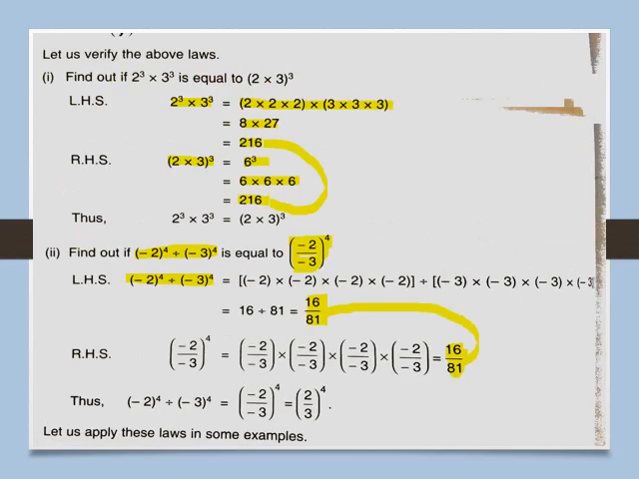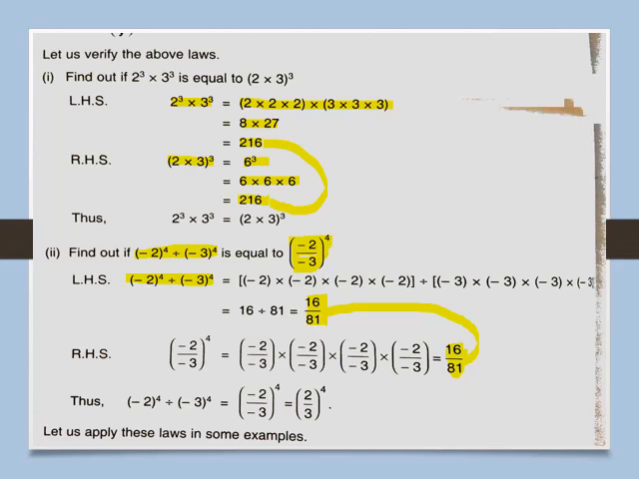So let us solve some problems which are based on this. See here, 2 raised to 3 into 3 raised to 3 is equal to what? According to the law, it is (2 into 3) whole raised to the power 3. Let's verify whether it is correct or not. 2 raised to 3 means how many times 2? 3 times. And 3 raised to 3 means again 3 times 3. So when you multiply these two numbers, you will get 8 into 27, that equals 216.